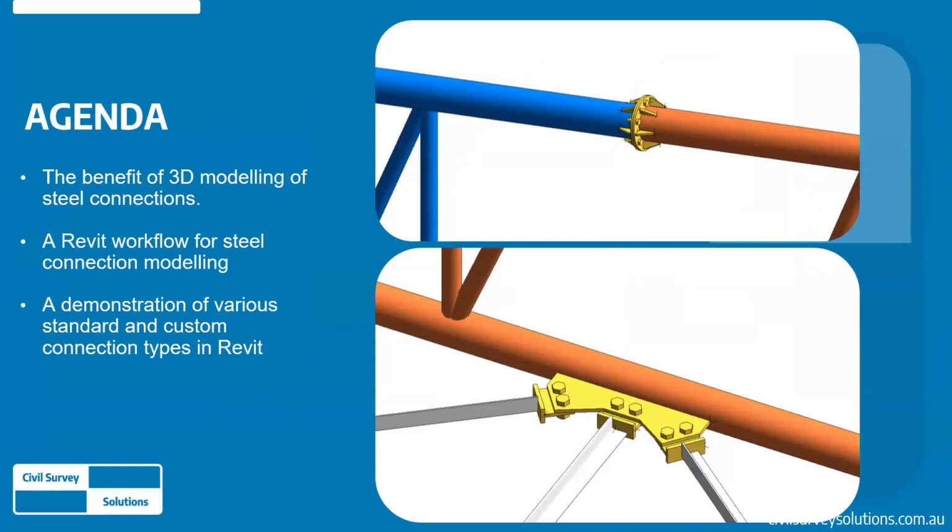We'll start off with the benefits of 3D modeling for your steel connections. So again, based on the answers to those polls, hopefully there's some lessons learnt there for a few people listening in today. We'll move on to a typical Revit workflow that includes steel connection modeling, and then we'll get into the demonstration of various standard and custom connection types in Revit and some of the parameters that you'll have available to you as well, and how you can turn those connections into drafting production as well. So I will push ahead.